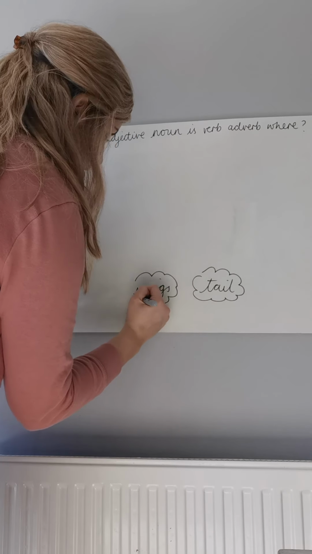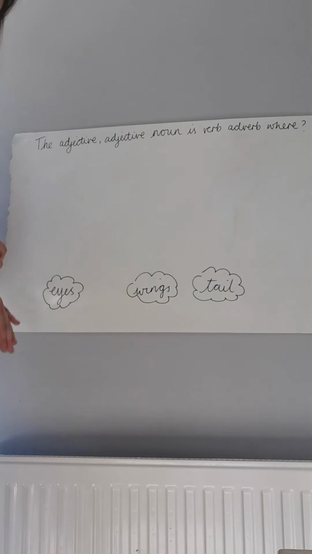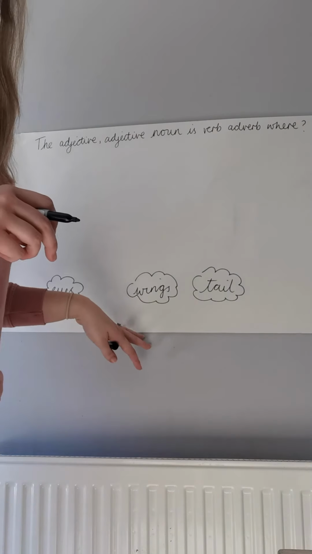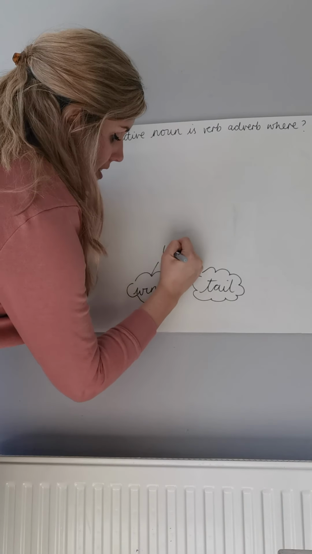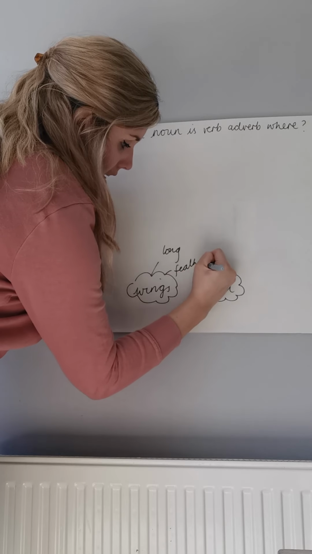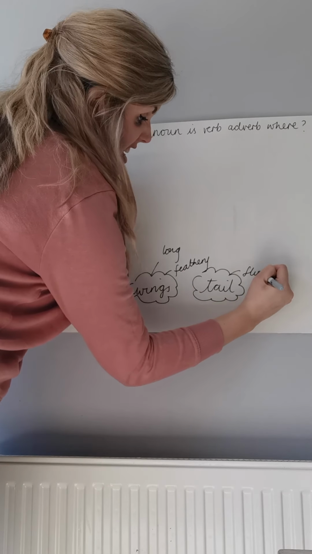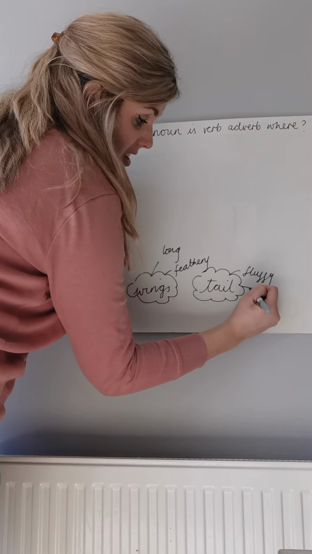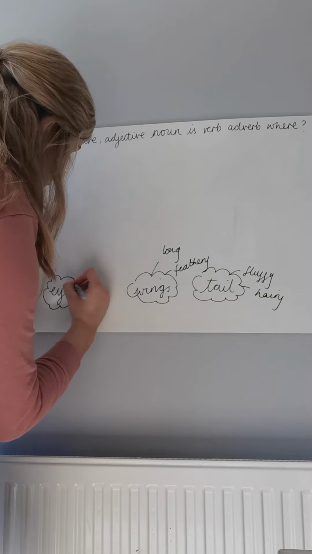Okay, so the first thing I'm going to do is think of some adjectives to describe these different things. For example, wings, I could have long, I could have feathery. For the tail, I could have fluffy, hairy. And for eyes, I could have big.